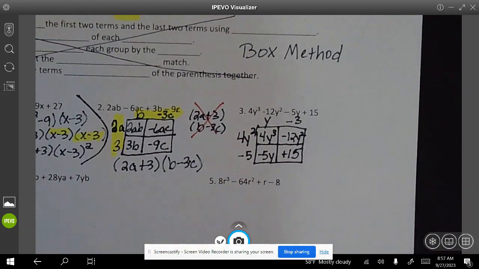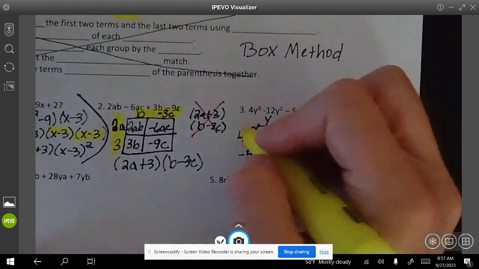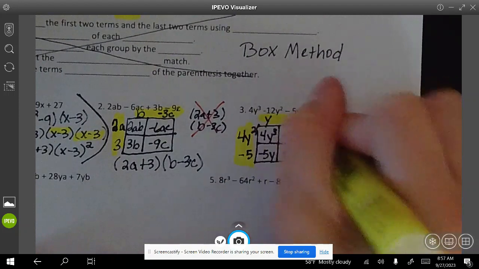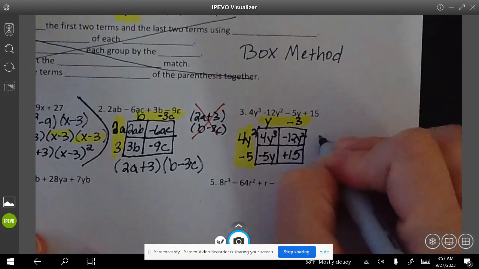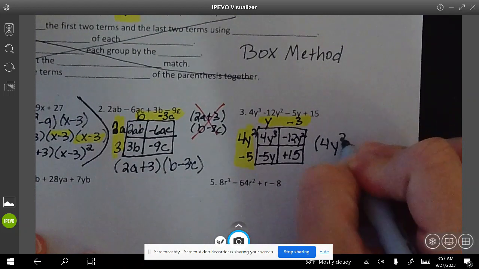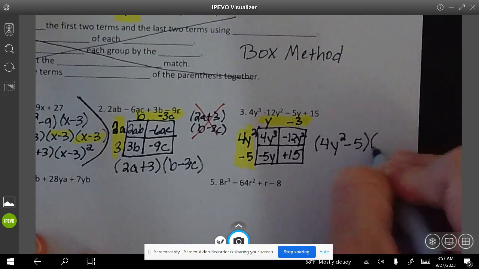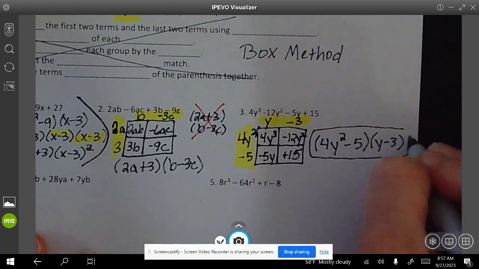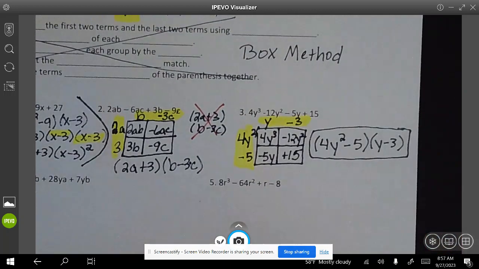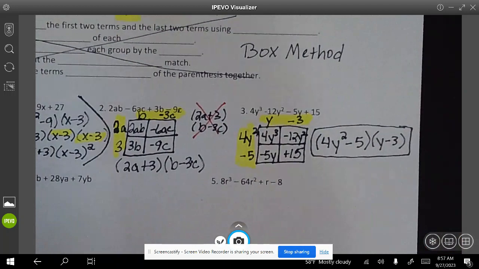Now remember, what's on the outside goes inside parentheses as your answer. So our answer is 4y squared minus 5 times y minus 3. This right here. All right, I want you to try 4 and 5, and then we'll check those and see how you did.